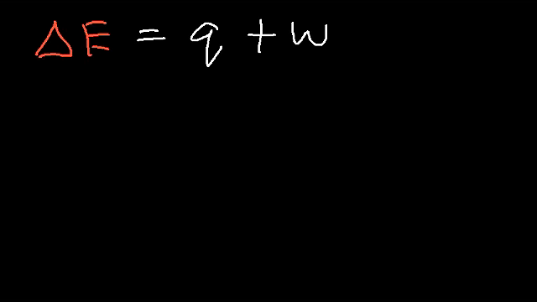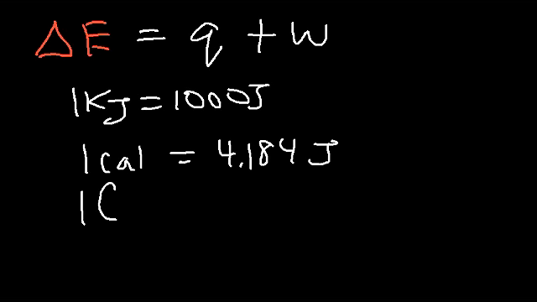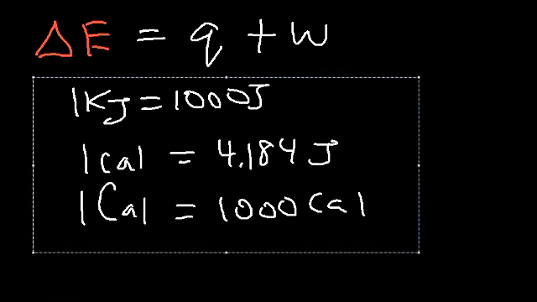Typically, Q is measured in joules. Now you need to know that 1 kilojoule is equal to 1,000 joules, and a lowercase calorie is 4.184 joules. A capital calorie is 1,000 lowercase calories. So those are some other conversion factors you need to know.